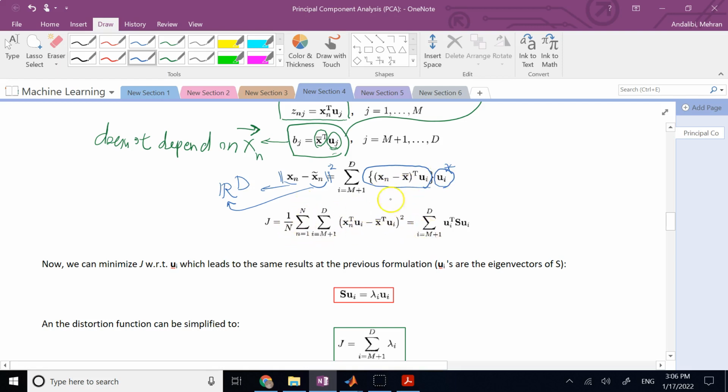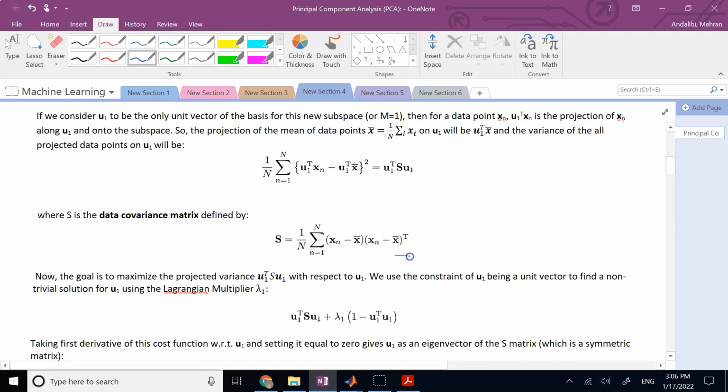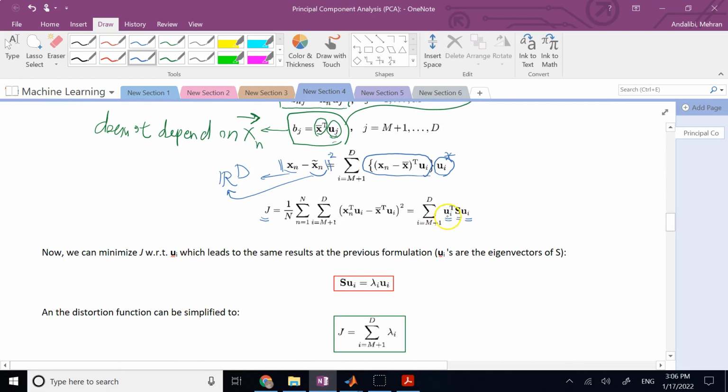So if you do that and simplify and plug in, your J, the cost function, the distortion function to minimize, is going to be the sum over i from m plus 1 to d of ui transpose S ui, where S is the same S that you had earlier. It's the covariance matrix of the original data, the d by d matrix. So you see, remember here I had this term, U transpose SU? You still see that over here. And now the goal is to minimize this J with respect to ui.